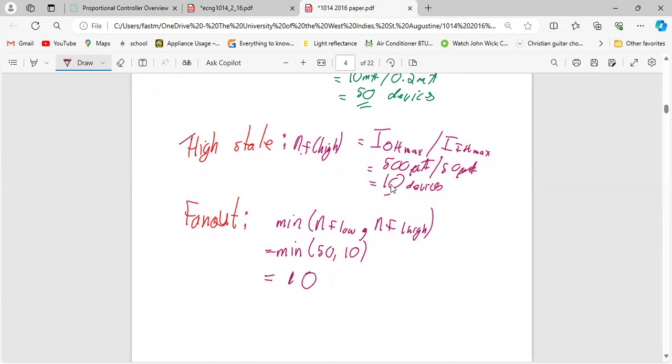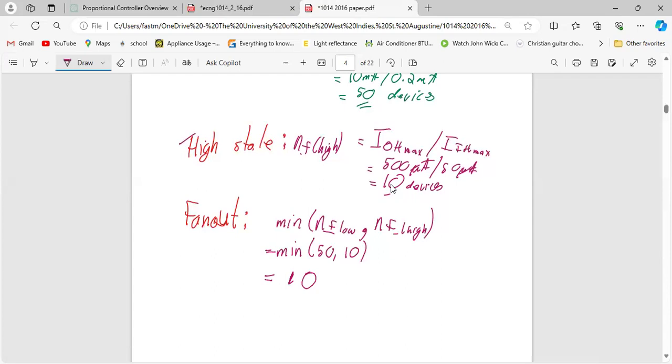Yeah, so the number of TTL devices that could reliably drive the NAND gate is just 10. You would just choose the smaller amount. Why would you choose the bigger amount? Because the bigger amount is more energy and all that. So with the fan out, you just combine the min and the max with the NF low and NF high, and you just put it together like that, and you choose the minimum.